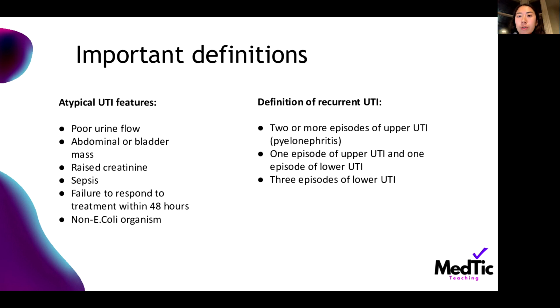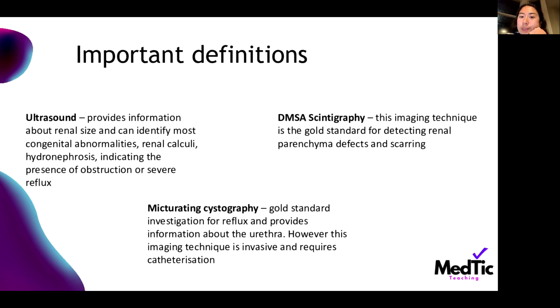So let's go through some important definitions here. An atypical UTI would be any of these features here. I suppose a particular one to remember is the non-E. coli organism, but also if they don't respond to treatment within 48 hours. And in terms of a recurrent UTI, you can see there 2 or more episodes of upper UTI, 1 episode of upper UTI and 1 episode of lower UTI, or 3 episodes of lower UTI. So good just to have these in the back of your mind.